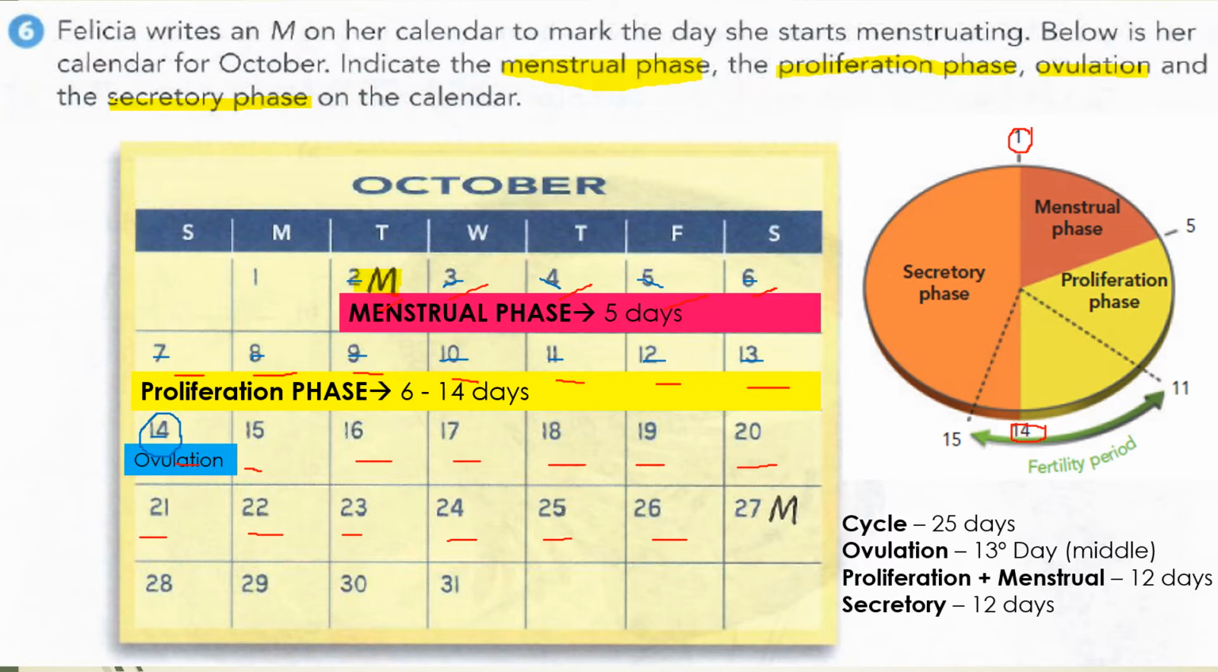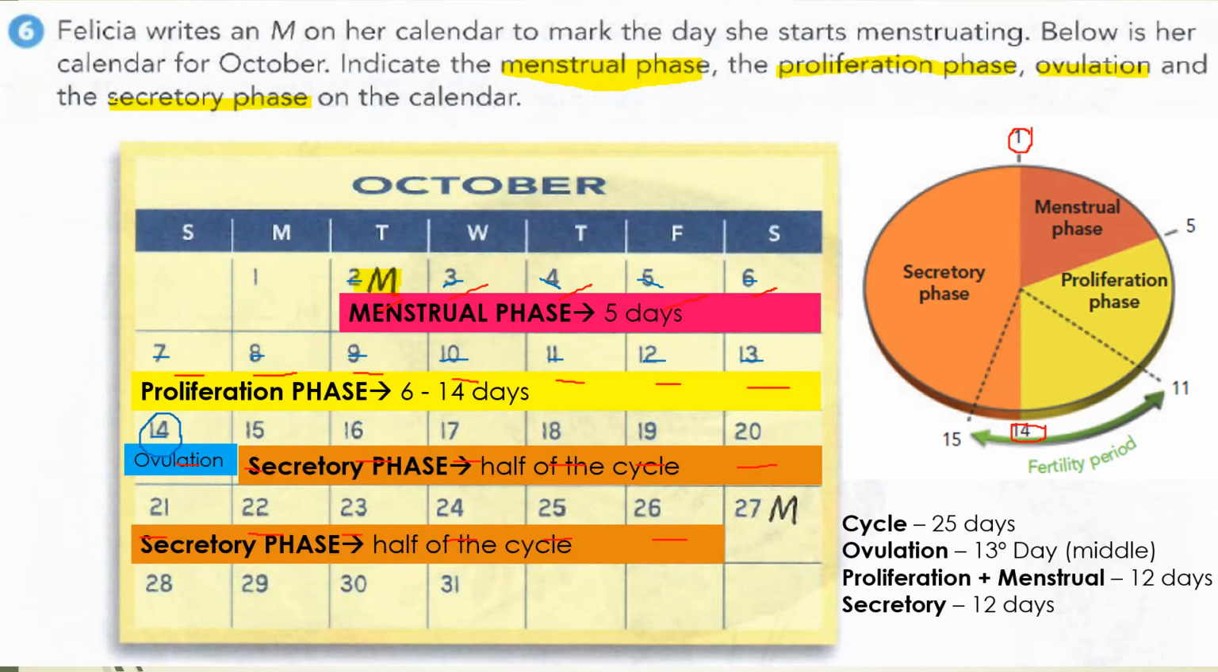And then the secretory phase is just after the ovulation and before the next cycle. So here is all the secretory phase. It's the second half of the cycle after the ovulation and before the next menstrual period. Okay, so that's why it's easier to find the ovulation first, and then you know that the menstrual and proliferation phases are just before and the secretory phase is just after. Okay, so that's it. We found the menstrual phase, proliferation phase, ovulation, and secretory phase.